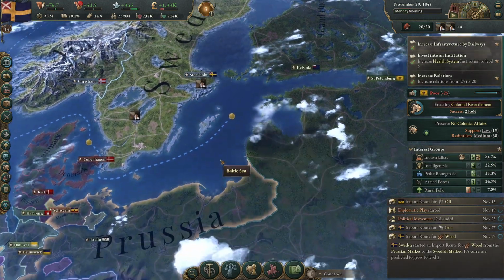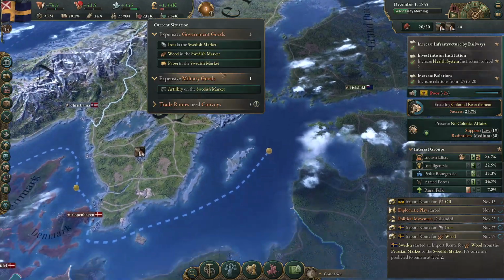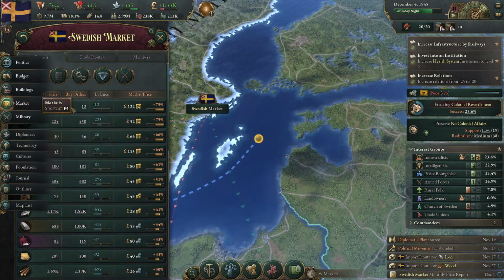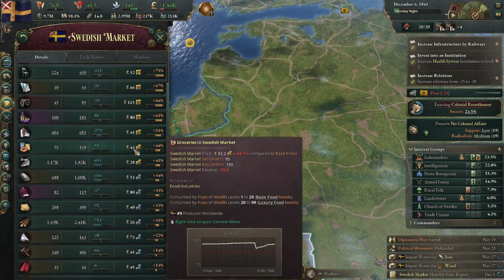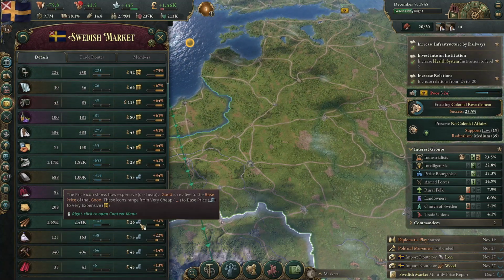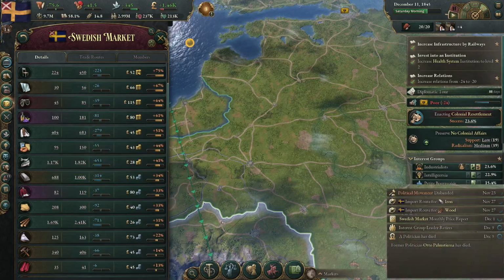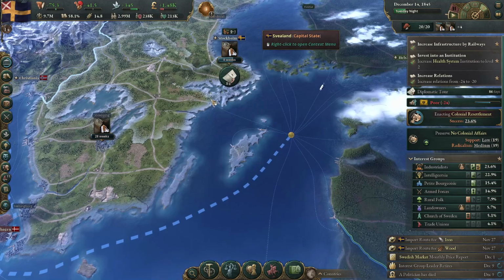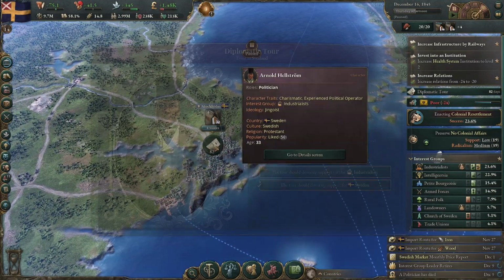I'm just going to let this run and we'll see if these will settle down. And let's have a look at the market prices now. So iron and wood is dropping. So we should be making more tariff profit from that. And we got one more message here.